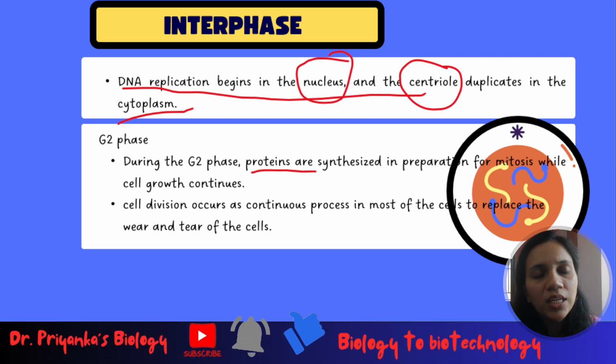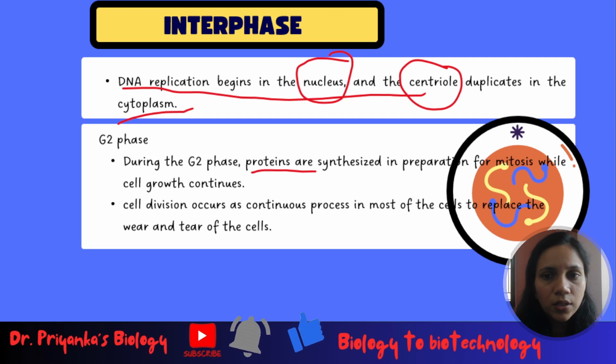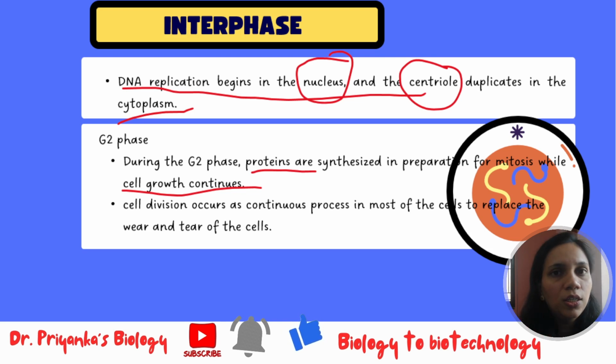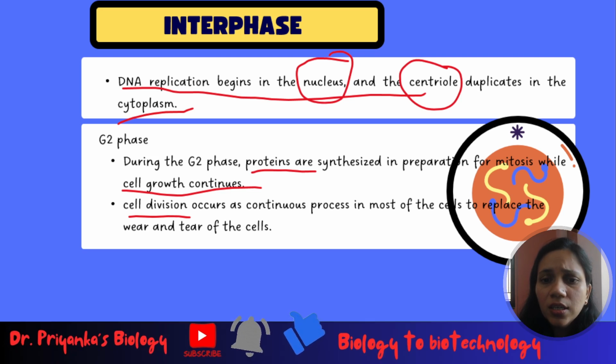So here the proteins which are required for the cell division to occur, the preparation of the mitosis, are present over here. During this phase also the cell growth is continuous. So this is something that is constant, cell growth. And now here cell division occurs as a continuous process in most of the cells.